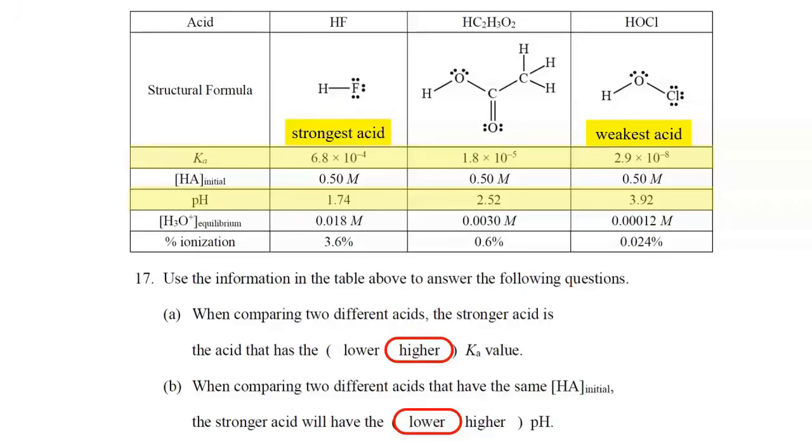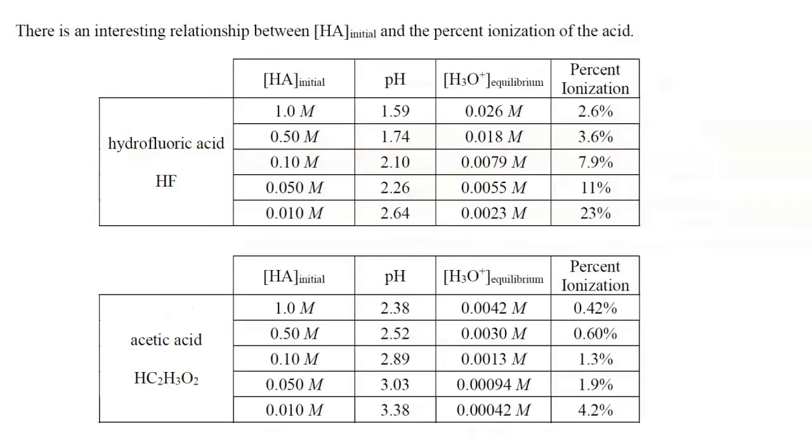Now, before we get to question 18 of this packet, take a moment to process the information that I'm presenting on this slide. There is an interesting relationship between the initial concentration of a weak acid and the percent ionization of the acid. I've got data for two different weak acids, hydrofluoric acid, HF, and acetic acid, HC2H3O2. There's a lot of data on this slide. Let me go ahead and help you process it, and I'll move from left to right across the data table.